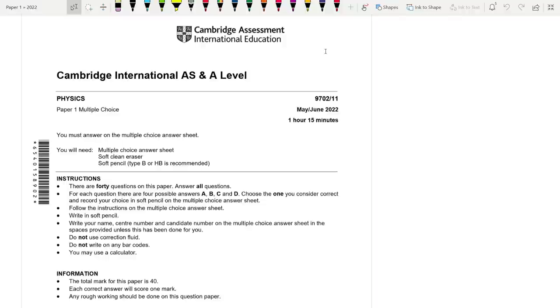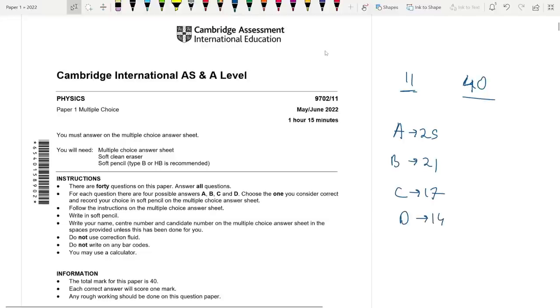Also, if you want to look at the threshold, this is how it stands. For paper 1-1, the maximum mark was 40. A was at 25. B was at 21. C was at 17. D was at 14. And E was at 11. A star was probably at around 30 to 32, approximately.